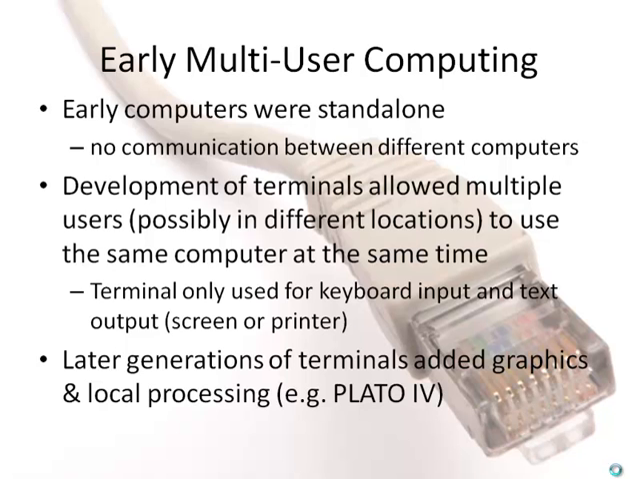Early computers were standalone and there was no communication between different computers, and to be able to use a computer you had to actually be standing next to it pretty much. Development of terminals allowed multiple users, possibly in different locations, to use the same computer at the same time. So a terminal would provide you with, for example, a keyboard and some kind of text output, which could be a screen or it could actually be a line printer. So a lot of early computers, the output, instead of being on a screen or visual display unit, would actually be printed out. Later generations of terminals added graphics and local processing, systems such as the Plato system.